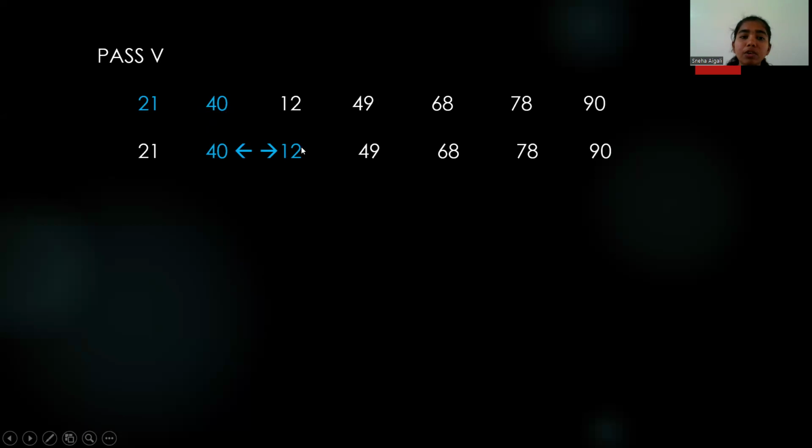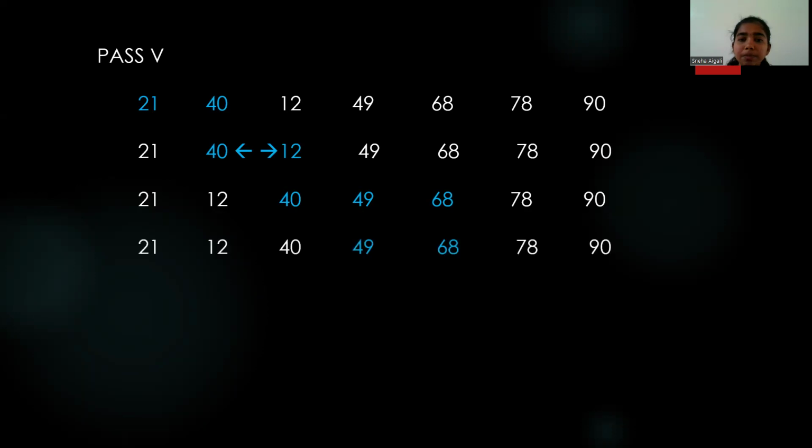Now next we compare 40 and 12. Since 40 is greater than 12, we swap the things. Now 12 comes to A of 1 position and 40 moves to A of 2 position. Now A of 2 and A of 3 are compared. Since 40 is lesser than 49, there will be no change in the array.